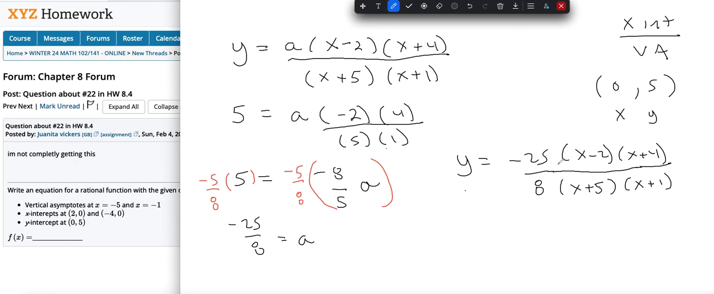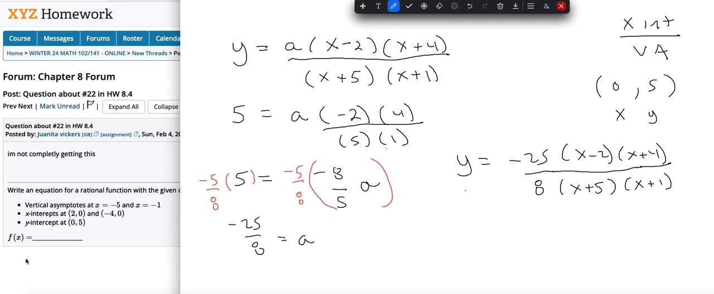And then just to look at this backwards, if we looked at this and asked what our x-intercepts are, x-intercepts come from the numerator, they'd be at 2 and -4, which is exactly what our prompts are. Vertical asymptotes would be at -5 and -1. That's just what our prompts are. And if you put x equals 0 back in there, not that I'm suggesting you do it, you'll get the y-intercept of 5.